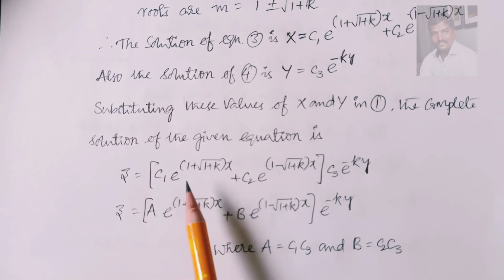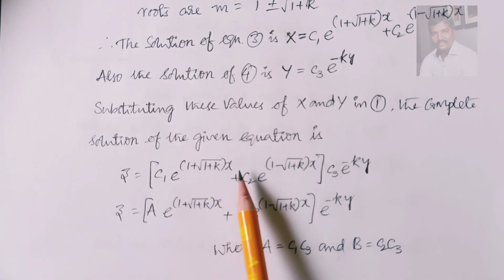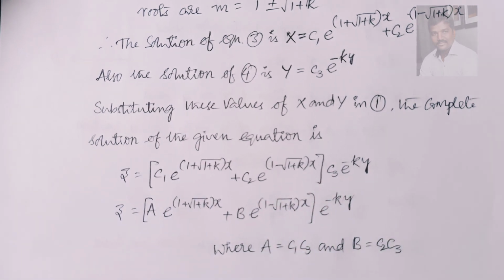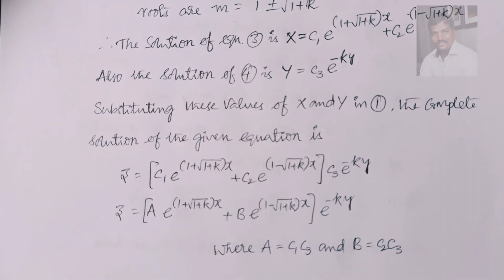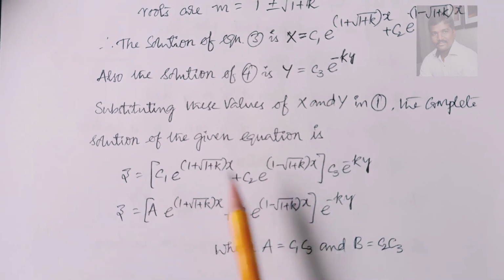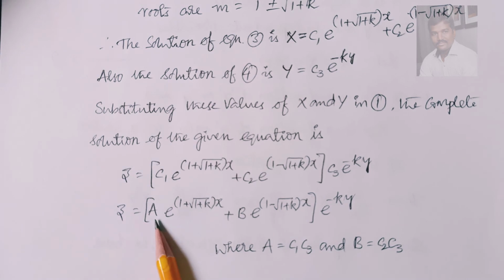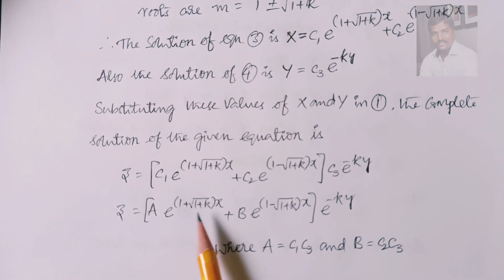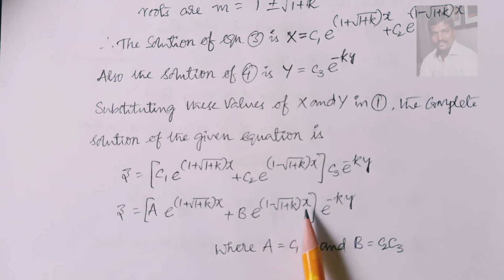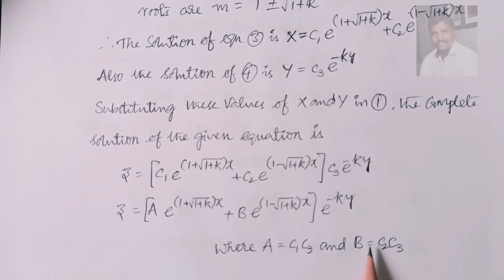Here z is equal to c1 into e power 1 plus root over 1 plus k into x plus c2 into e power 1 minus root over 1 plus k into x, into c3 e power minus ky. If I multiply, c1 c3 is a constant, since the product of constants is a constant, I am assuming it as capital A. Therefore z is equal to capital A into e power 1 plus root over 1 plus k into x plus capital B into e power 1 minus root over 1 plus k into x, into e power minus ky, where capital A is equal to c1 c3 and capital B is equal to c2 c3.